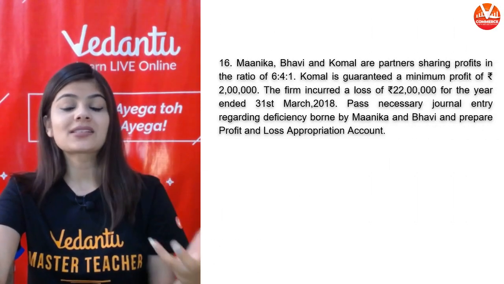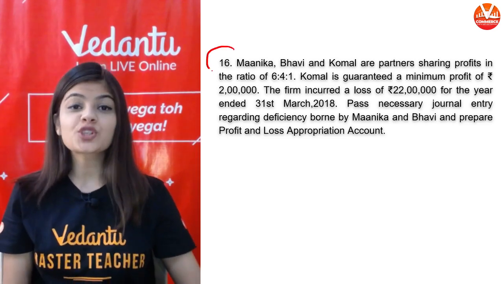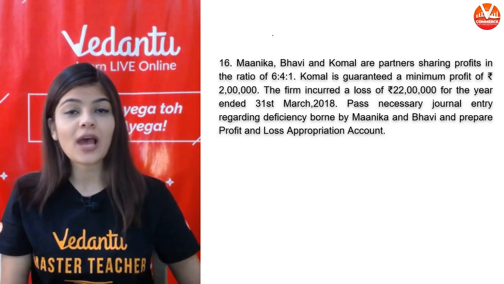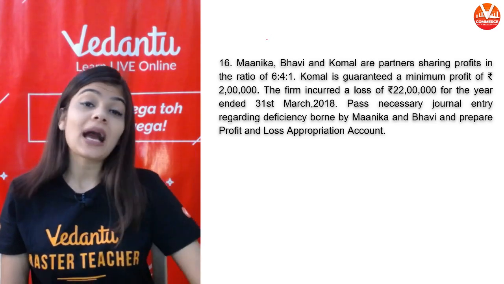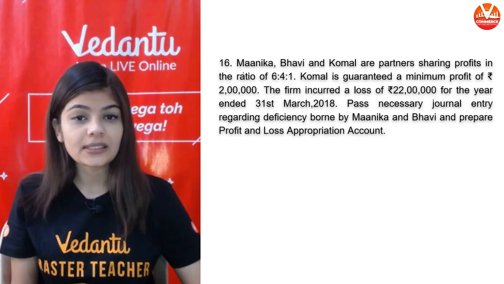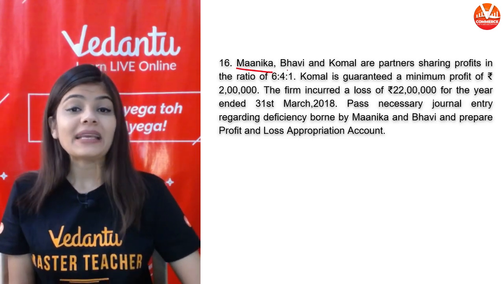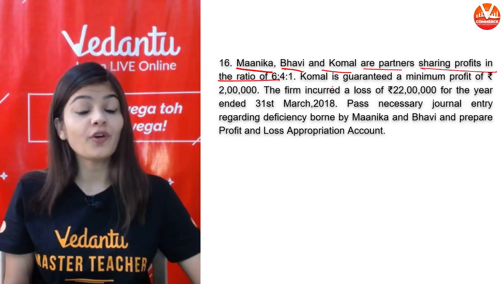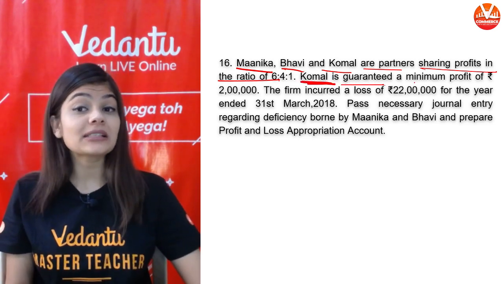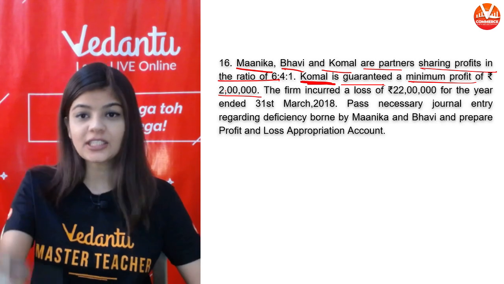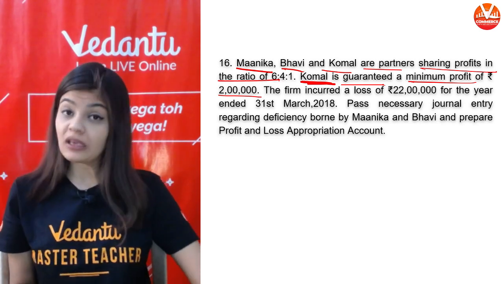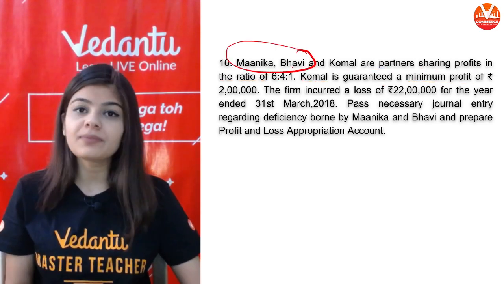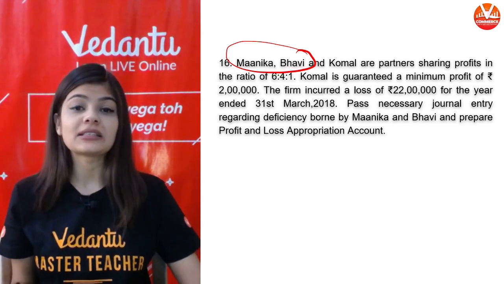Now, next question. Now we come to the next question. Question number 16. So the next question is from the first chapter, that was accounting for partnership firm fundamentals. So let's see this question. Manika, Bhavi and Komal are partners sharing profits in the ratio 6:4:1. Komal is guaranteed a minimum profit of 2 lakh. We have given a guarantee to Komal of 2 lakh. Now it is not given in this question who has given the guarantee. So we will assume that both the remaining partners, Manika and Bhavi, have given the guarantee.